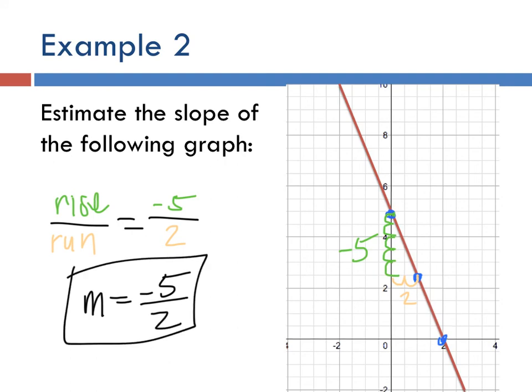So again, to review, make sure that if you're checking for the rise, if you're going up, it's positive. If you're going down, it's negative. If you're checking for the run, super similar. If you're going to the right, it's positive. If you're going to the left, it's negative.